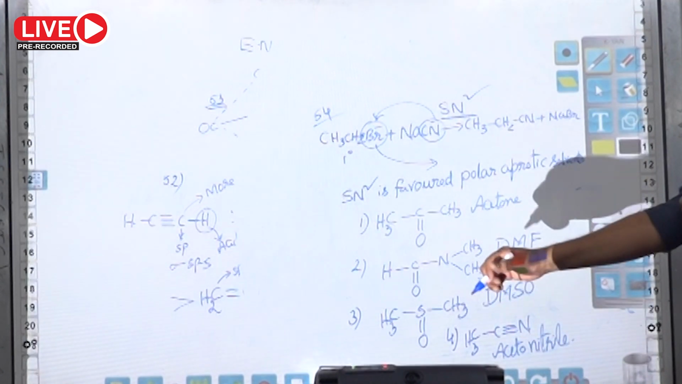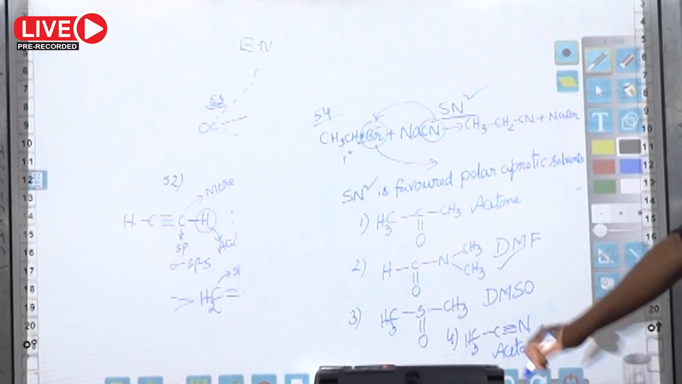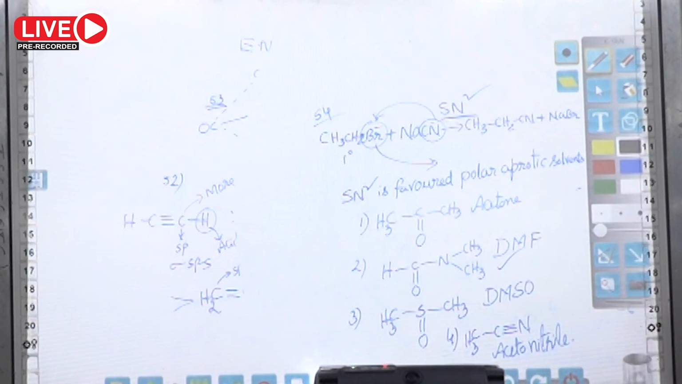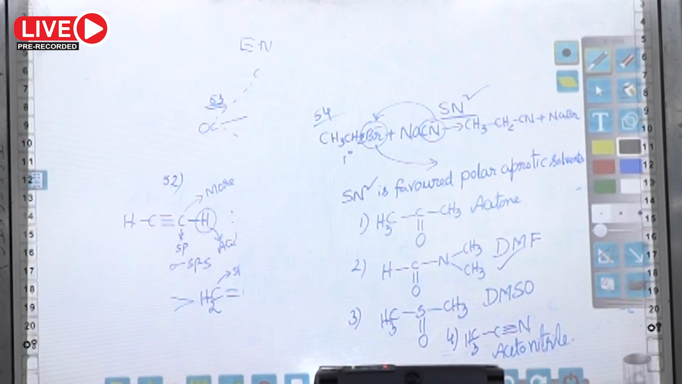Suppose in a more-than-one-correct-option type question, if all 4 are given, all 4 are correct answers. Next question, 55. Which of the following is incorrect for an ideal solution?